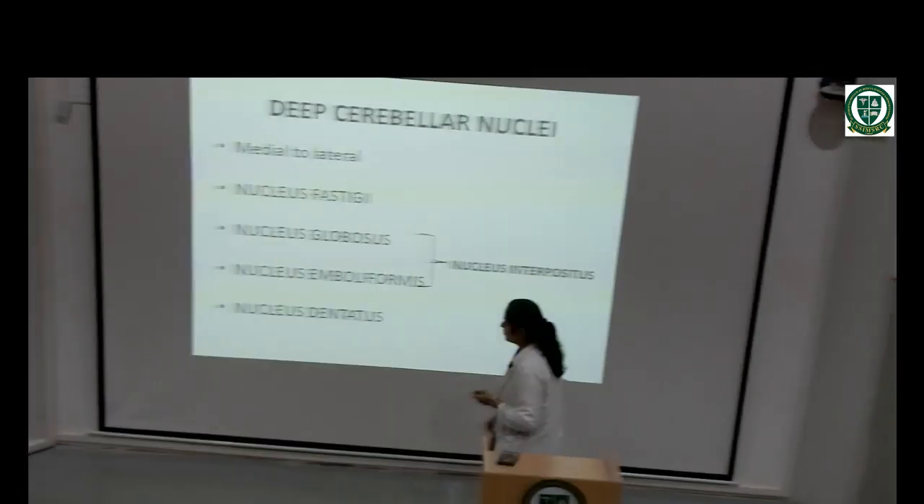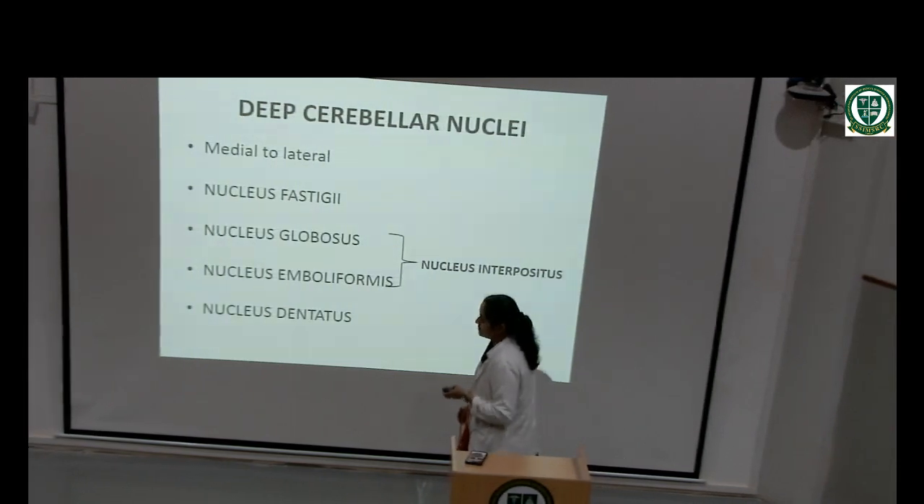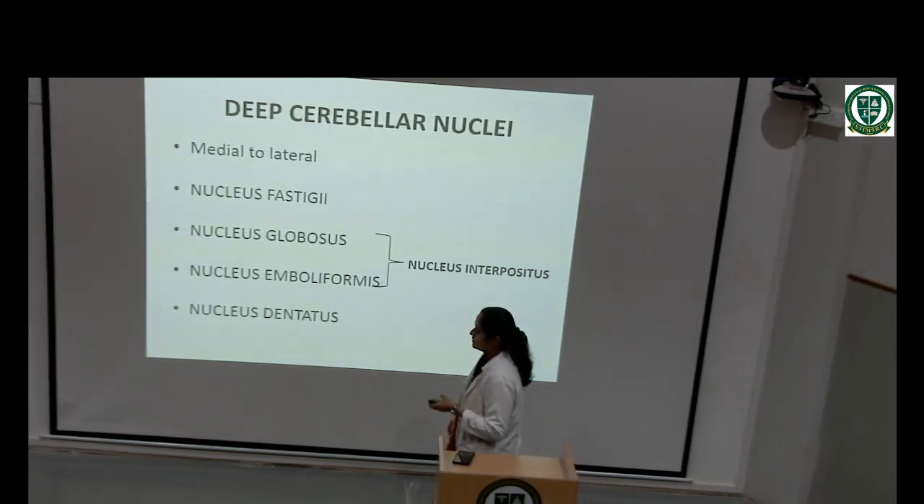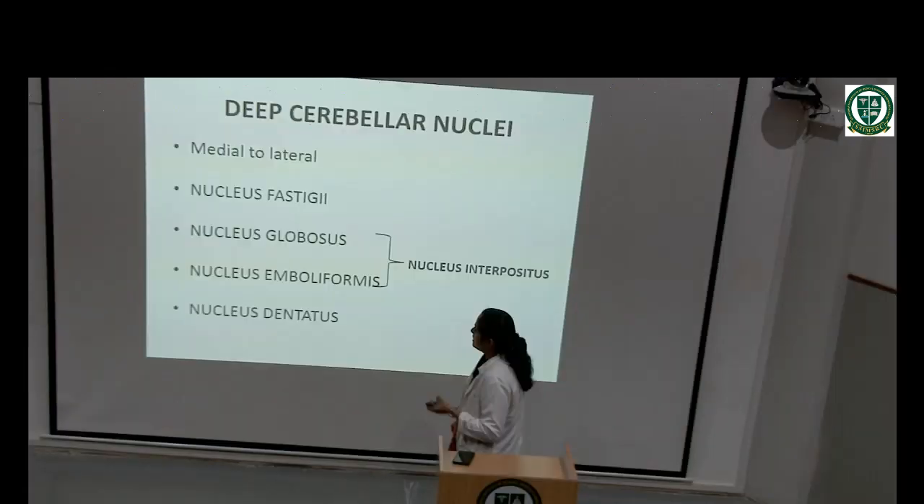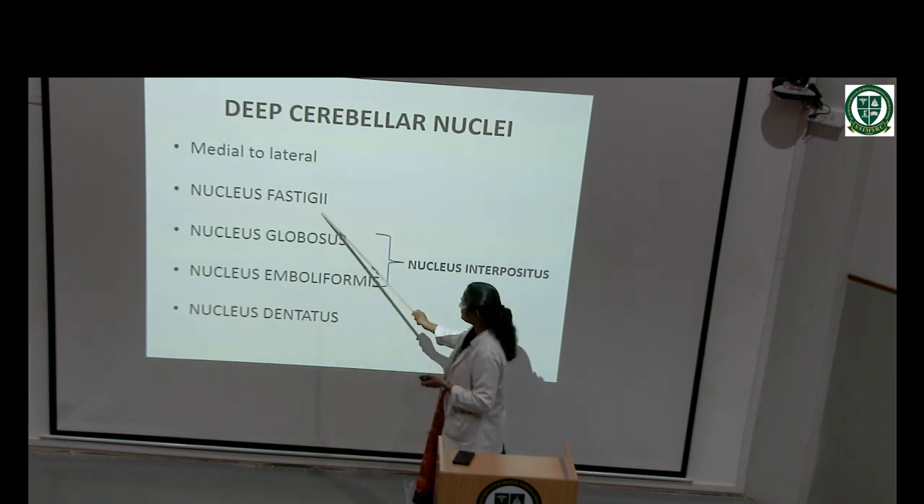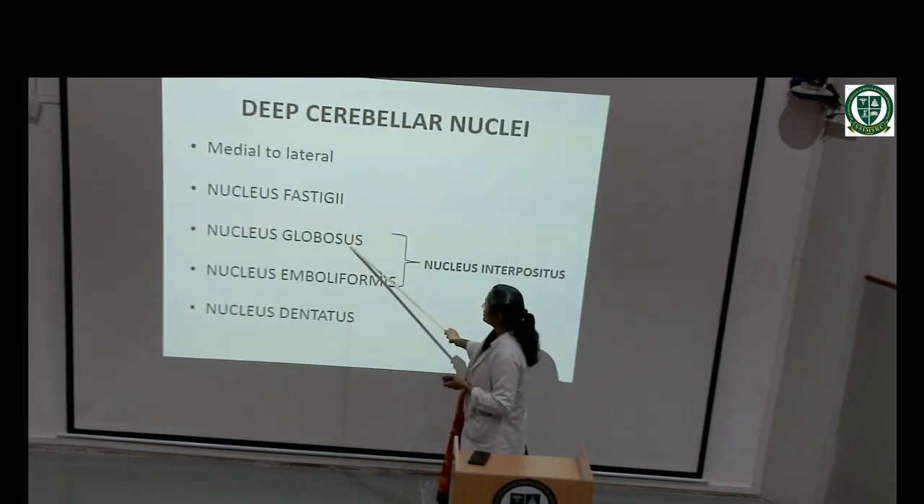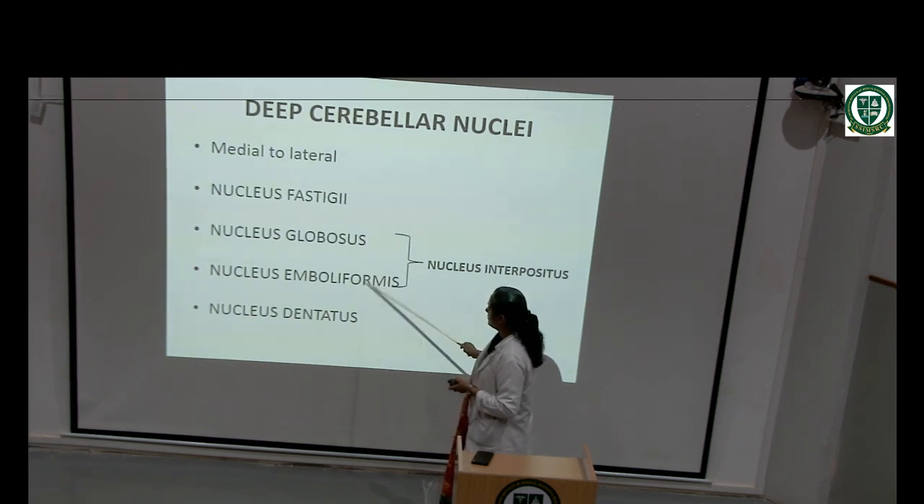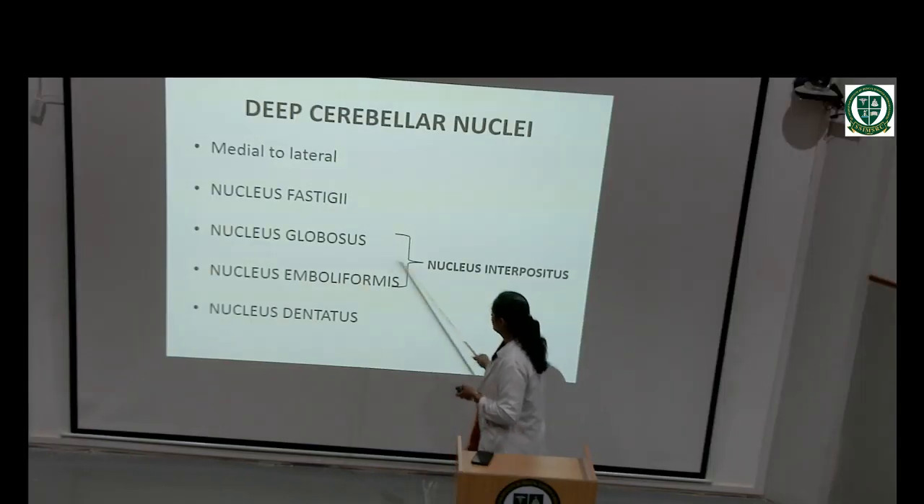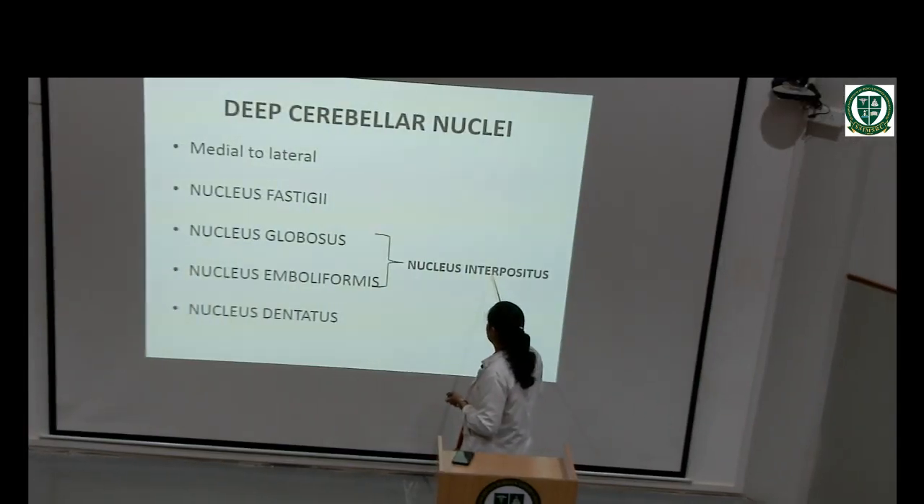So these were all the subdivisions of the cerebellum. They are very, very important. You should know the anatomical subdivision, the morphological subdivision and the functional subdivision. Now all of these are going to be connected to the deep cerebellar nuclei, which form the output of the cerebellum. From medial to lateral you can find the nucleus fastigii, nucleus globosus, nucleus emboliformis and nucleus dentatus. Globosus and emboliformis together form what is called the nucleus interpositus.